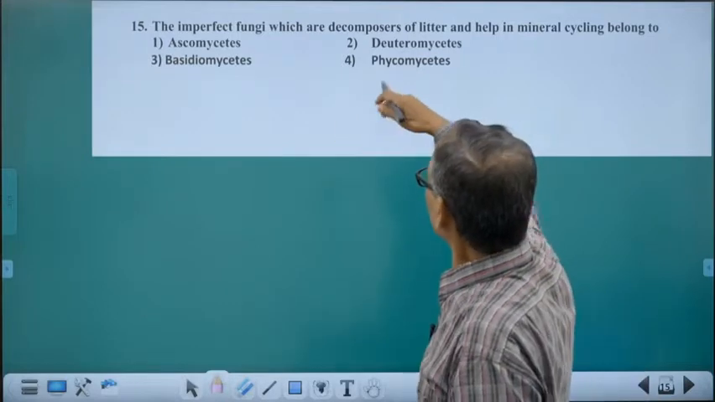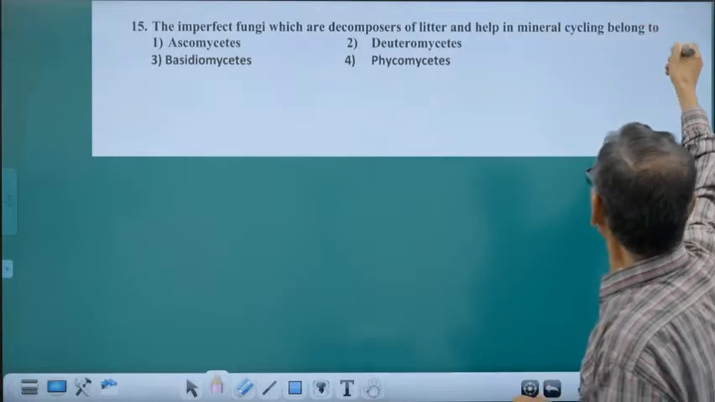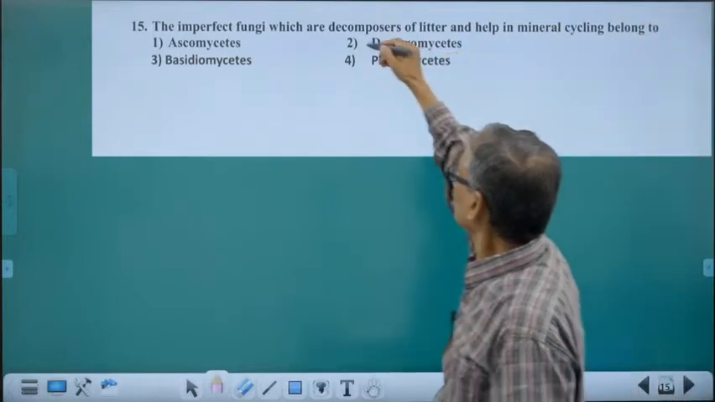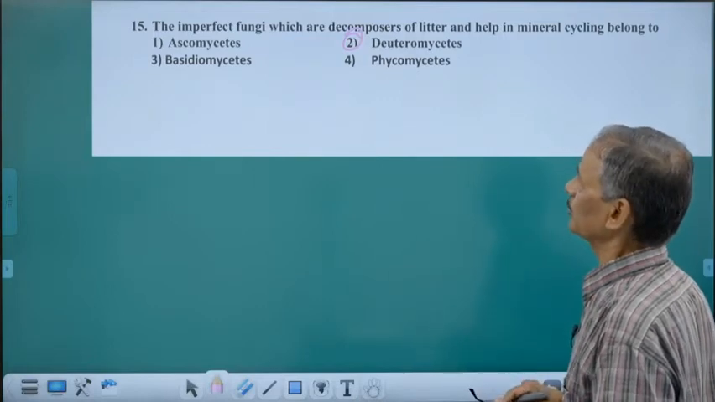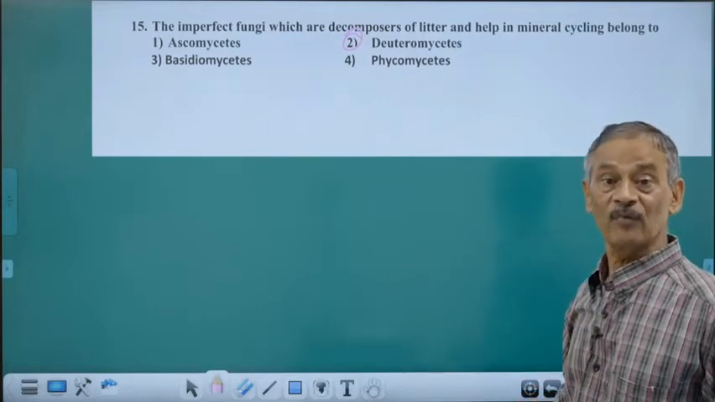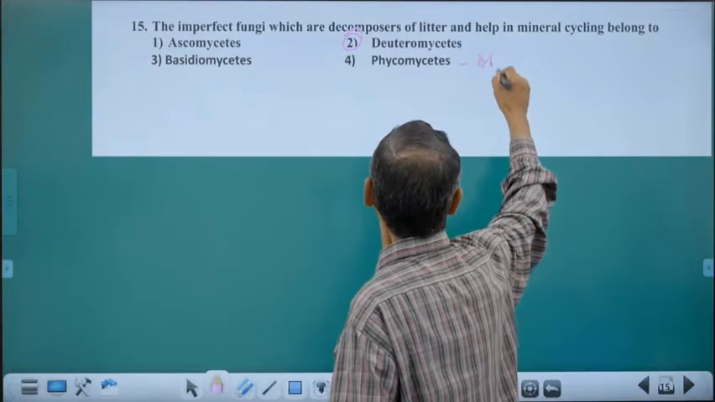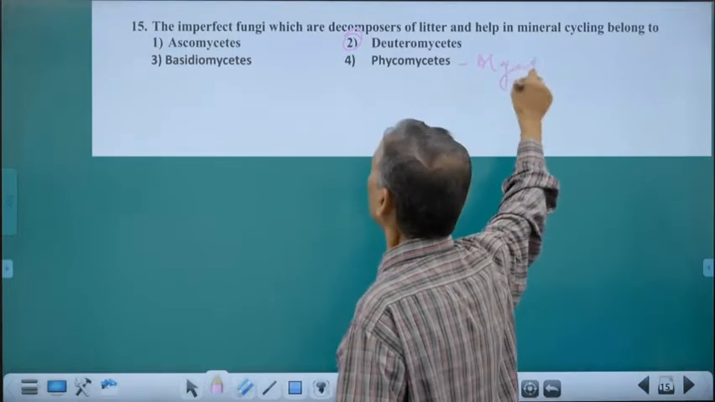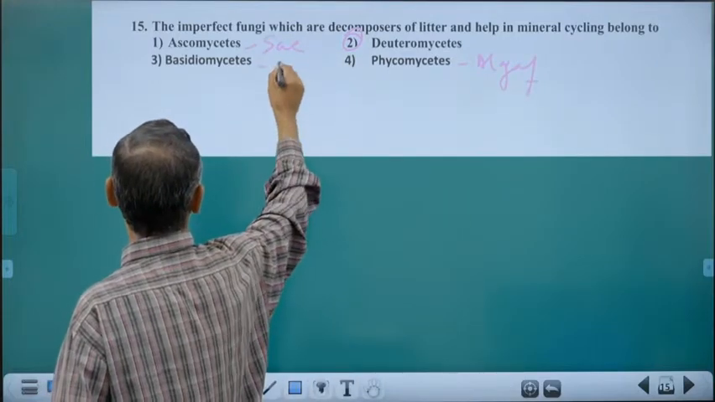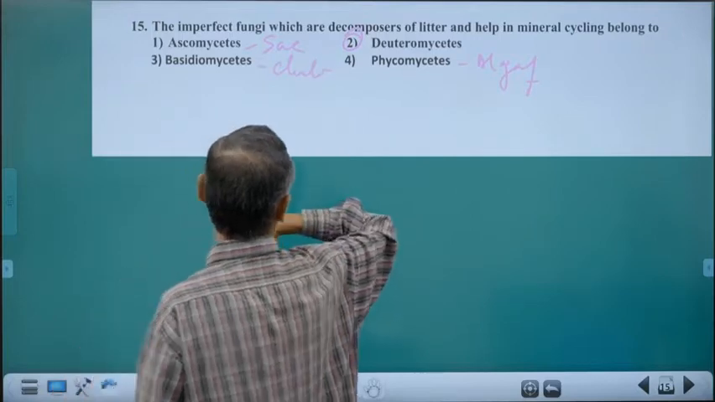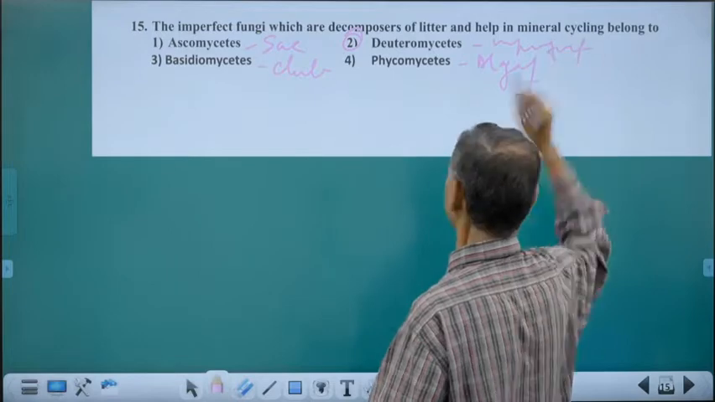Now, imperfect fungi are decomposers of litter and help in mineral cycling. They all belong to deuteromycetes. You understand why it is called that? See, phycomycetes are called algal fungi. Ascomycetes are called sac fungi. Basidiomycetes are called club fungi. And deuteromycetes are called imperfect fungi.